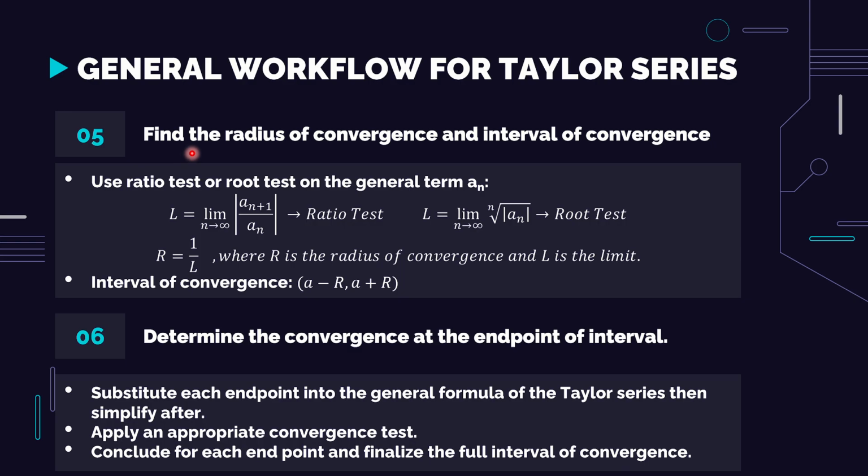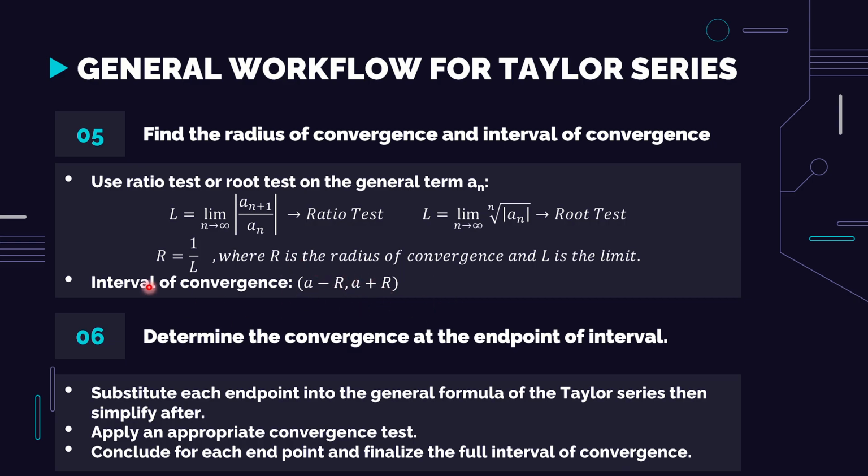So for number 5, you will find the radius of convergence and interval of convergence. You will use either the ratio test or the root test on your general term. So this is the following formula: we have this ratio test, and this is the root test. And for the formula of our interval of convergence, we have a minus r up to a plus r. So again, it is the interval of convergence, and that's why it is written in this form.